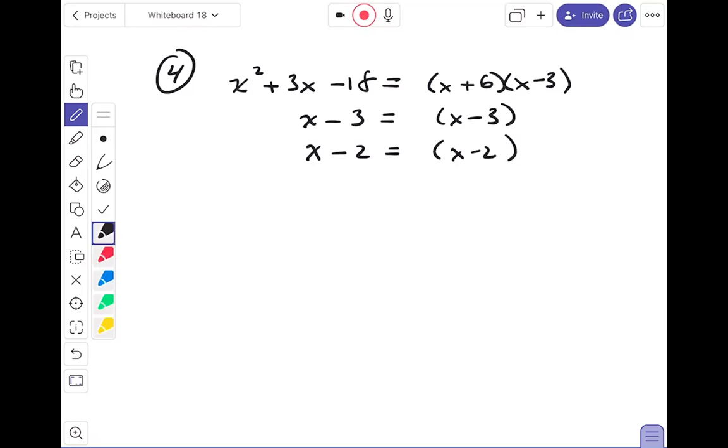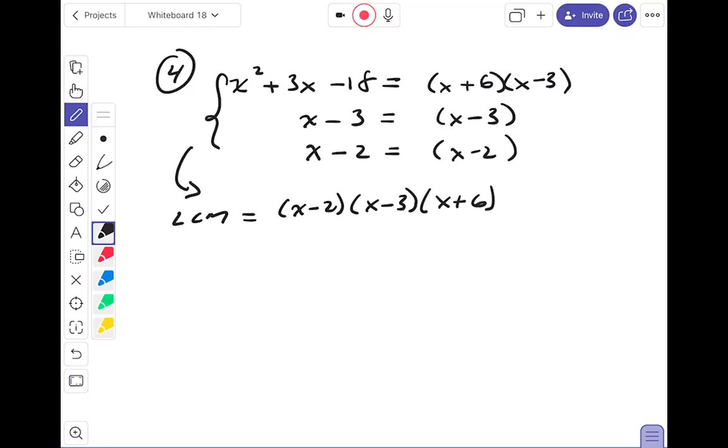So what I'm going to do, I'm going to write the LCM down. And what do I have to recognize? What I'm seeing. And I'm seeing a bunch of factors. I'm seeing x minus 2. I'm seeing x minus 3. And I'm seeing x plus 6. I actually see those factors.